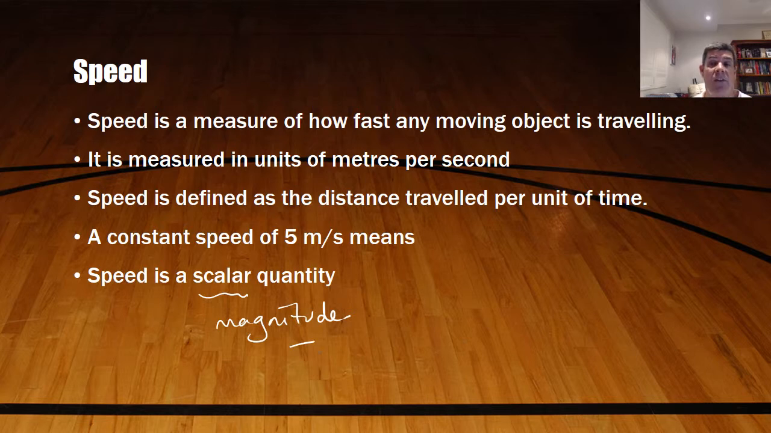Speed is a measure of how fast any moving object is travelling. And of course that includes objects that are stationary and therefore would have a speed of 0. The units of speed are meters per second.